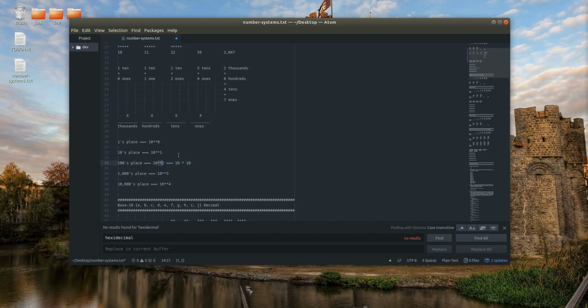Okay, this star star means power. So 10 star star 2 means 10 to the second power. So 10 to the second is 10 times 10. 10 to the third is 10 times 10 times 10. Okay, so this should all be review. 10 to the fourth is 10 times 10 times 10 times 10. So 10 to the third here is our thousands place.